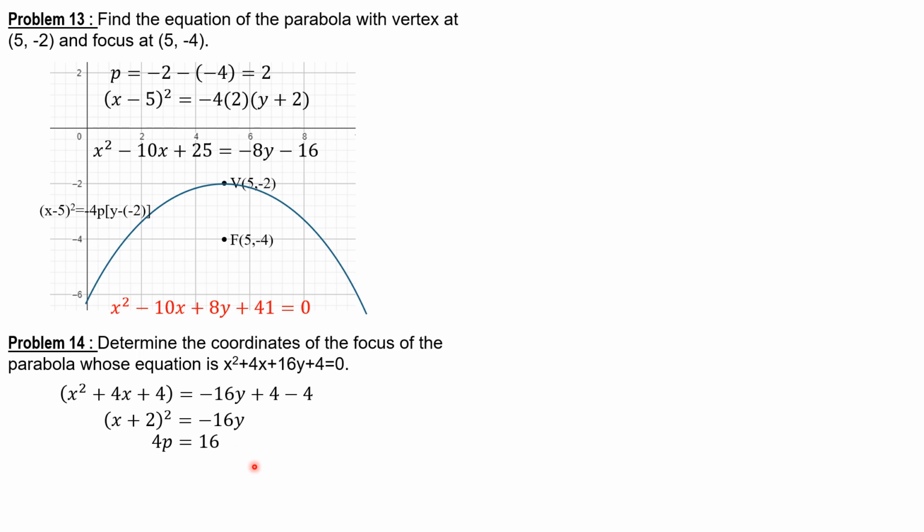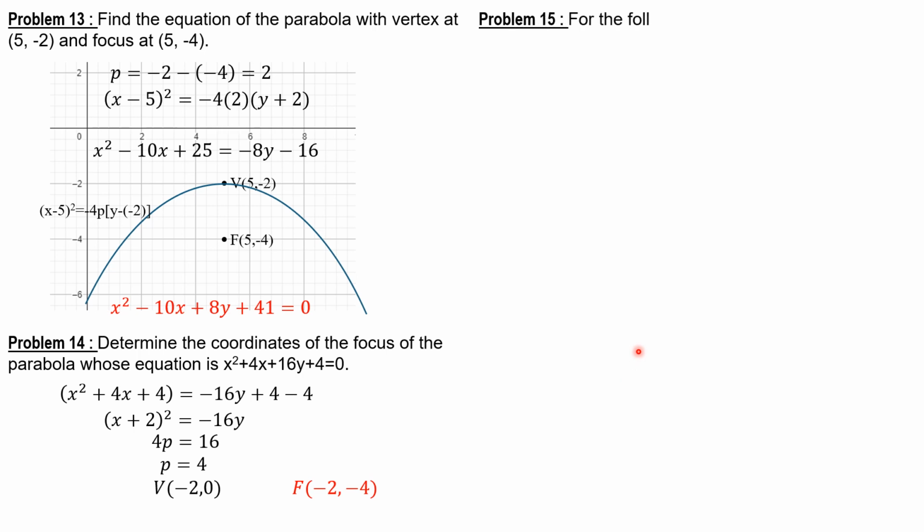So the focus is directly below it, so p is 4. The focus is directly below this, so the focus will have coordinates of (-2, 0 minus 4), which is (-2, -4). That's the vertex, (-2, 0). The focus is (-2, -4).